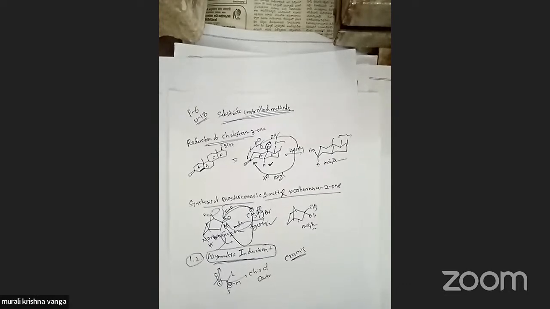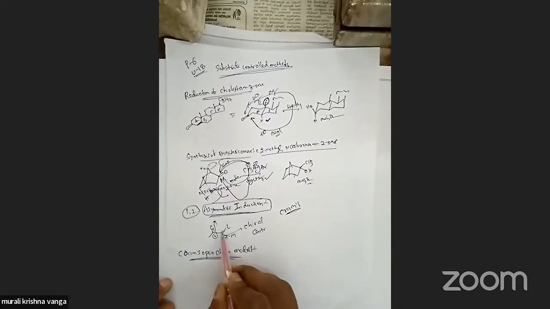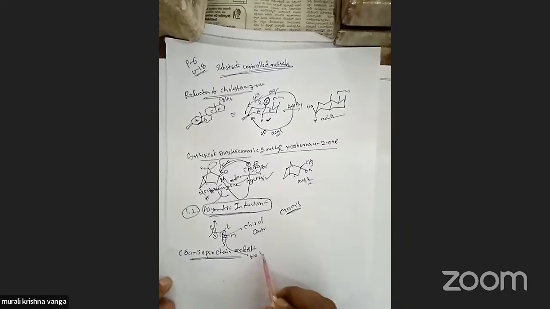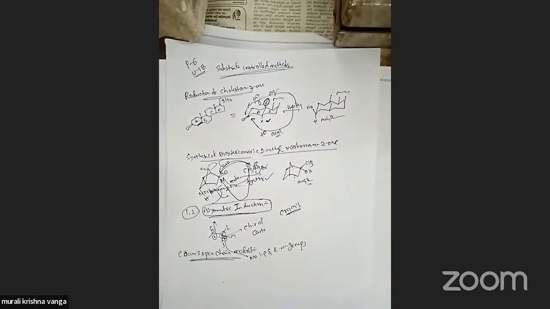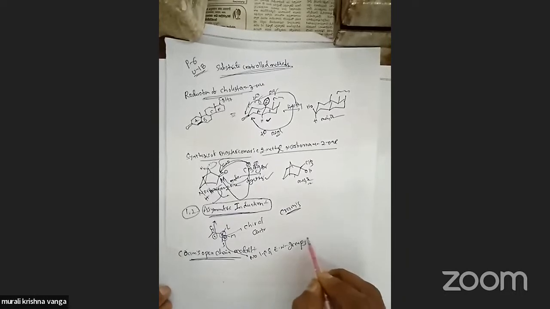First, we are going with Cram's open chain model. According to this model, in 1,2 asymmetric induction, if there are no lone pair groups and no electronegative groups at the chiral center, then this Cram's open chain model is applicable.